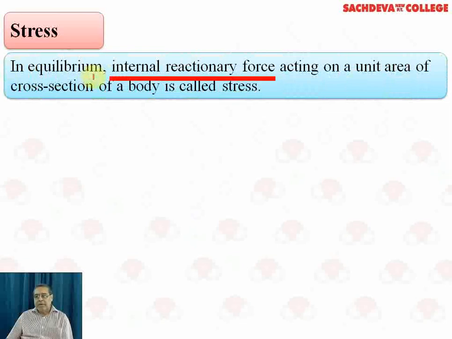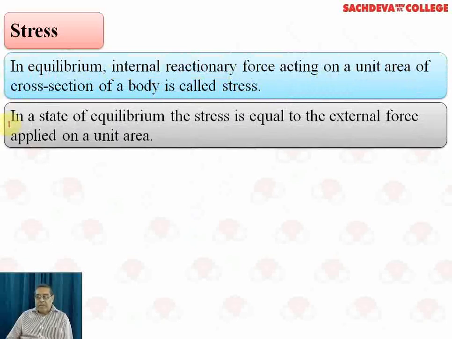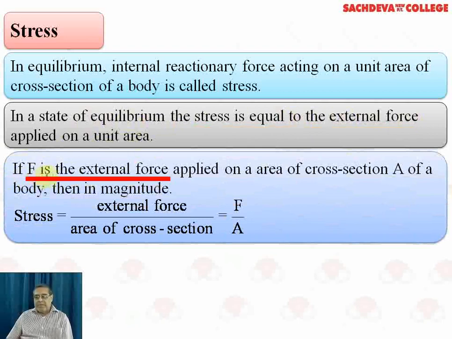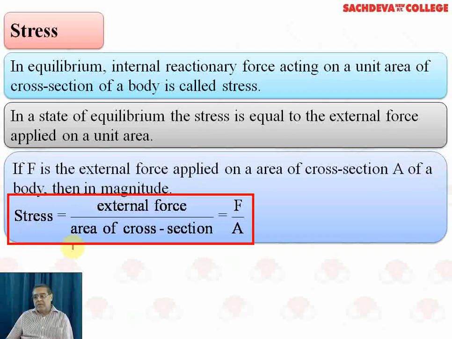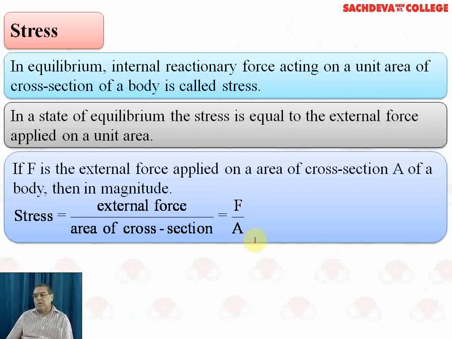So now we come to the main concept. In equilibrium, internal reactionary force acting on a unit area of cross section of a body is called stress. In a state of equilibrium, the stress is equal to the external force applied on a unit area. If F is the external force applied on the area of cross-section A of the body, then the magnitude of stress is given by the function, that is stress is equal to external force applied divided by area of cross-section. So external force is F and area of cross-section is A. So force per unit area is called stress.